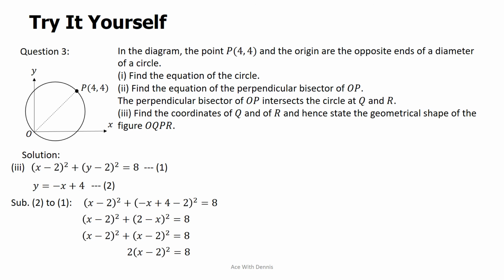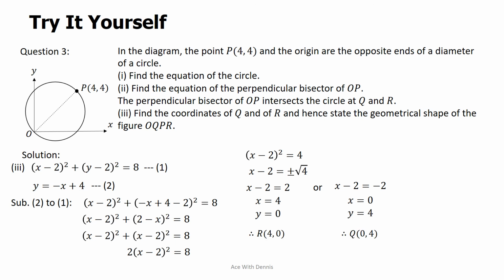We get 2 times (x minus 2) squared equals 8. Therefore, (x minus 2) squared equals 4. So x minus 2 equals plus or minus square root of 4, which means x minus 2 equals 2, or x minus 2 equals -2. So x will be 4, or x will be 0. And hence y will be 0, or y will be 4. Therefore, R will be (4, 0), and Q will be (0, 4).